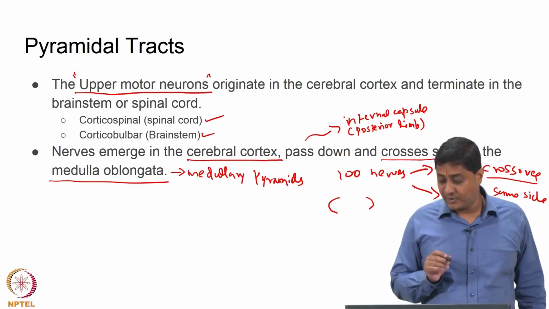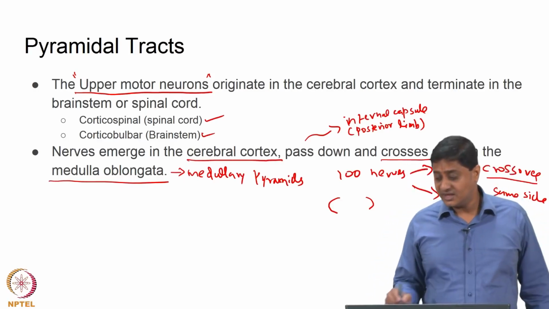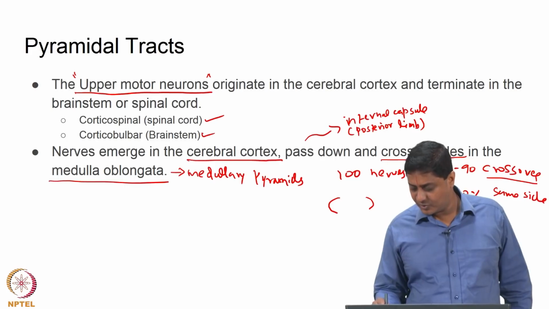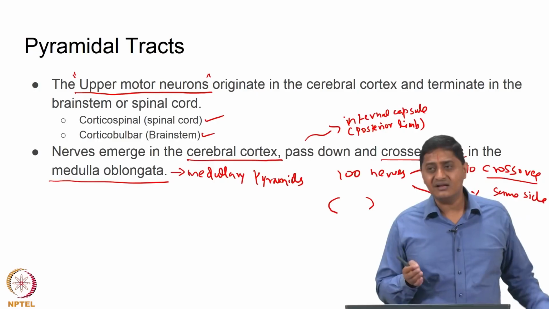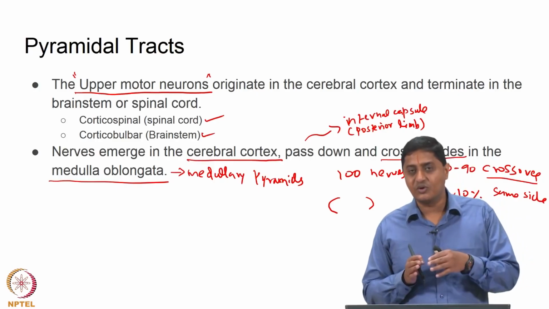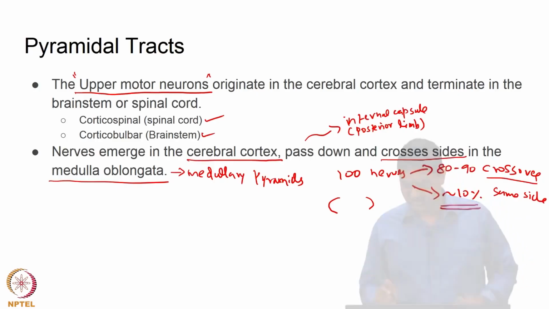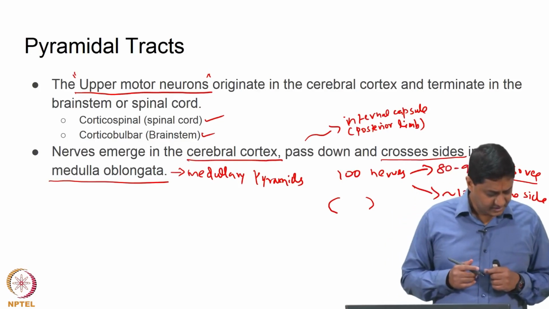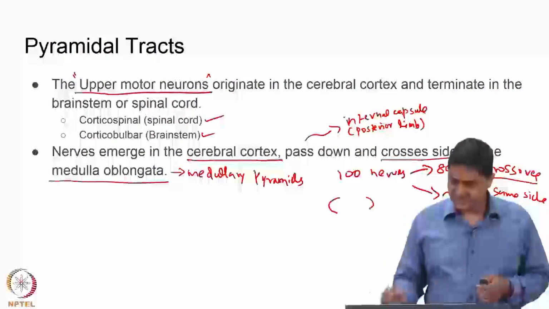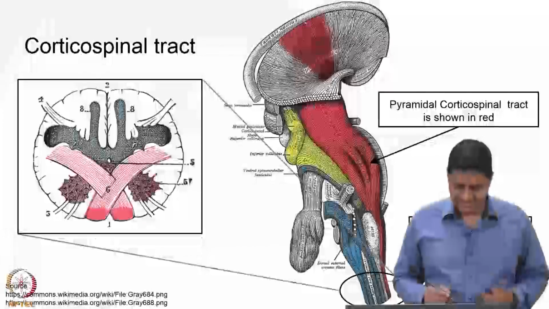Important to note is that there is a small proportion, agreed that this proportion is small, but there are some projections that go on the same side. These are called ipsilateral projections, right. This number is small, but it is present, right. Now, this crossing over is called decussation, we said.